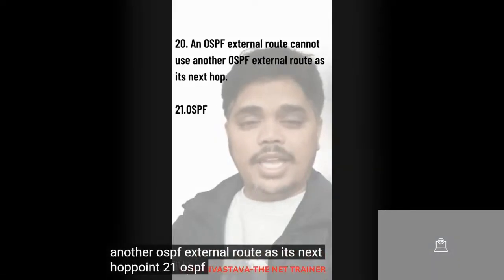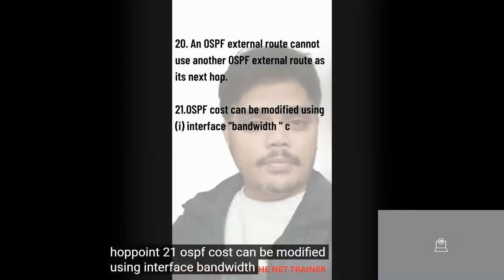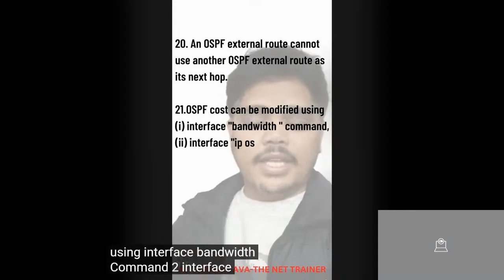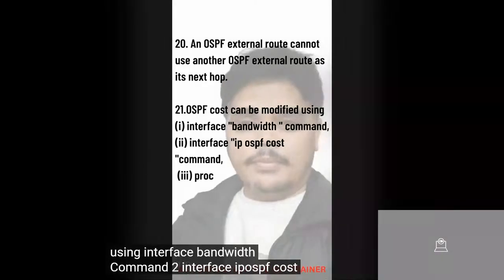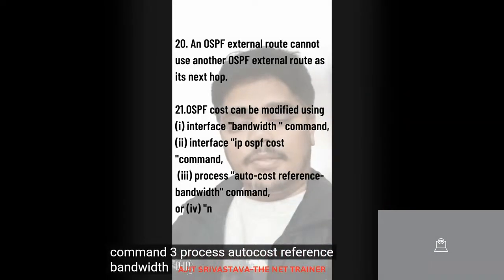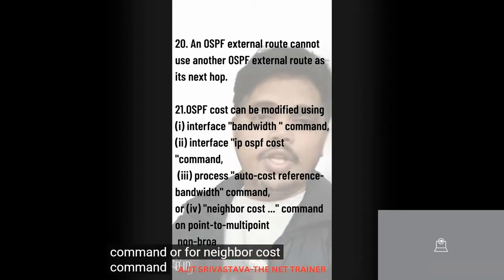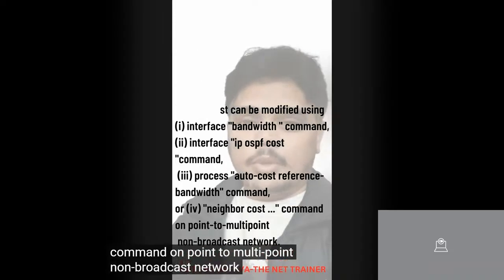1. OSPF cost can be modified using the interface bandwidth command. 2. The interface ip ospf cost command. 3. The process auto-cost reference-bandwidth command, or 4. The neighbor cost command on a point-to-multipoint non-broadcast network.